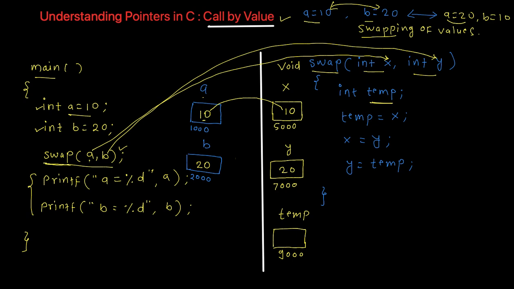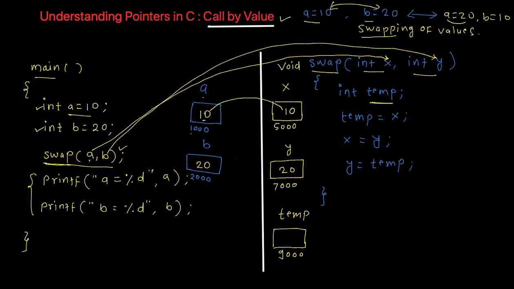This is temp at some memory location, 9000. Remember, all these are integer variables we are using here, and every variable will have 4 bytes, but we are just showing the address of the first byte everywhere. So now we have temp here.